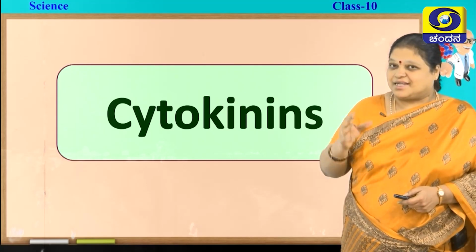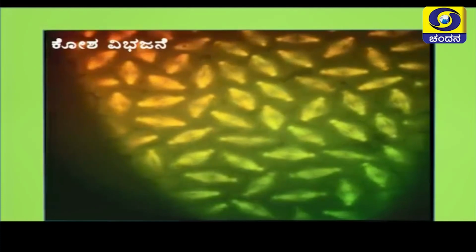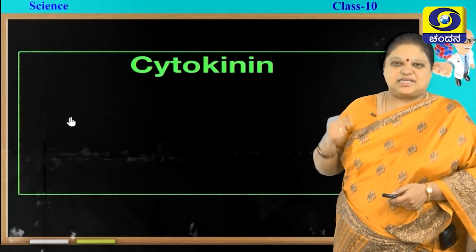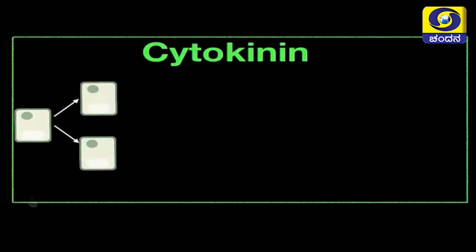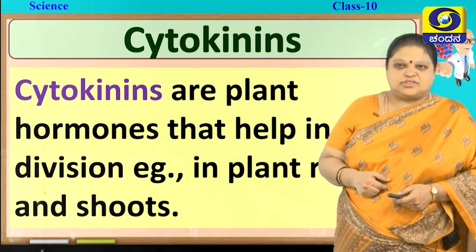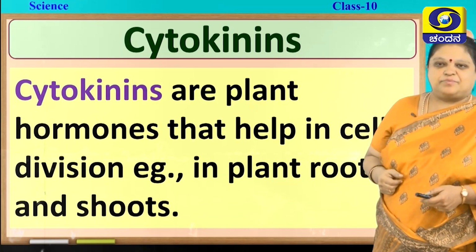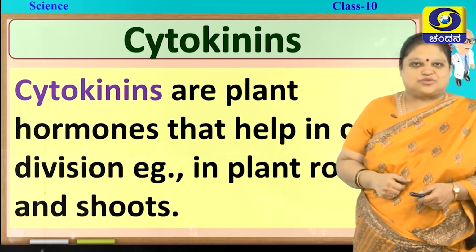Cyto means cells, kinins means division. Let us see what happens. So, they promote cell division. In Kannada you call it kosha vibhajane. A single cell divides and becomes two cells by mitosis. So, it promotes cell division. You can see here a single cell which is present, it will divide to become two cells, 2 will become 4, 4 will become 8. So, like this it promotes. So, cytokinins are plant hormones that help in cell division, for example in plant roots and shoots.